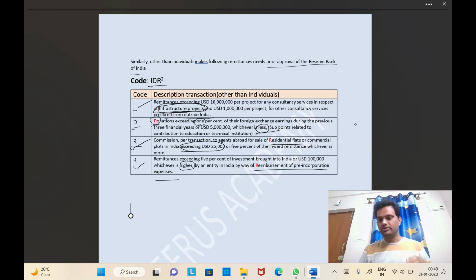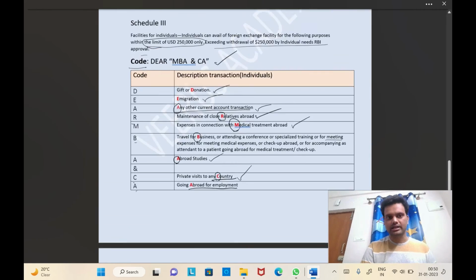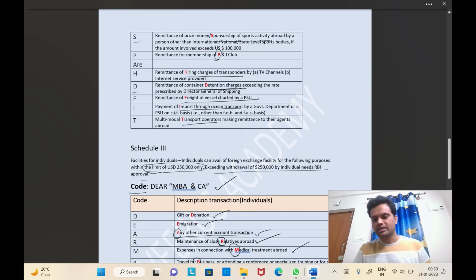As I said, I'm not going to discuss in detail each of the clauses. This video is just a trick to remember these clauses. The code is IDR. I for infrastructure projects, D for donation, R for residential flats, and R for reimbursement of pre-incorporation expenses. That is IDR, the code. I hope you are clear. Now we have discussed approval, the code related to approval from central government, and the code related to RBI. There are two parts. One is for individuals, the second one is for other than individuals.